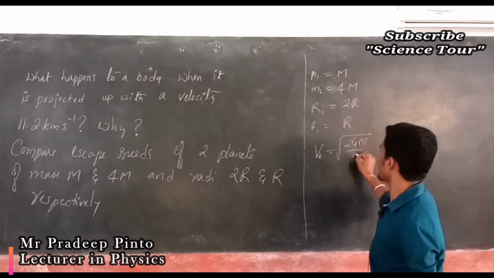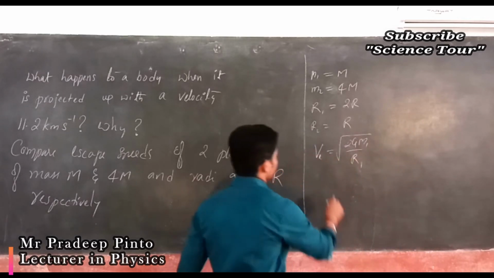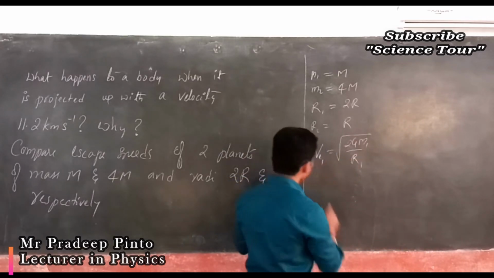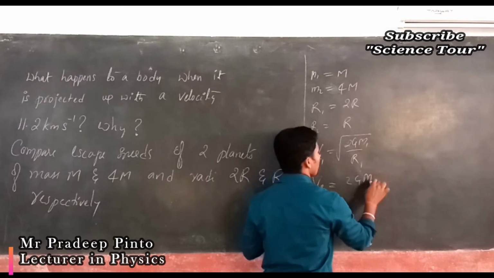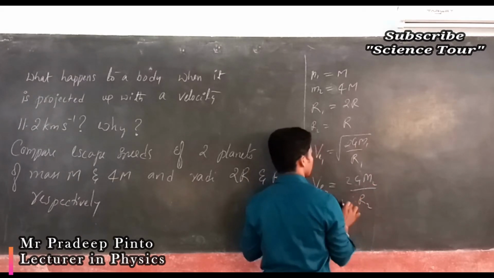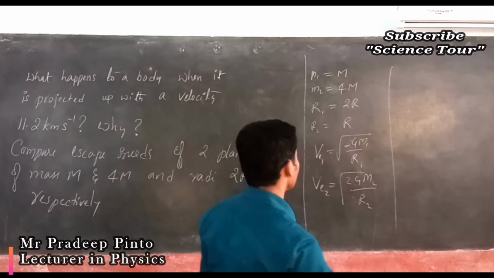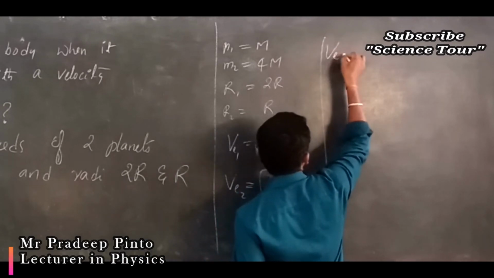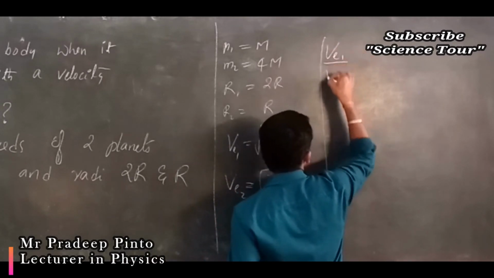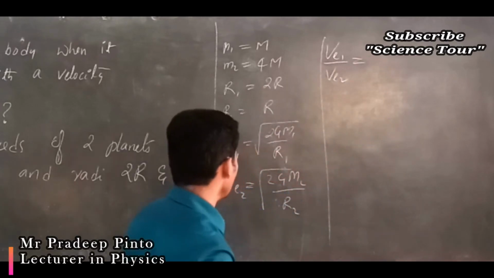VE1 is equal to root of 2gm1 divided by r1, I am going to write down. That is for 1. And VE2, which is equal to root of 2gm2 divided by r2. Right. Now next, what you have to do? VE1 divided by VE2. I have to find out VE1, I have to find out VE2, any one of that I can take.